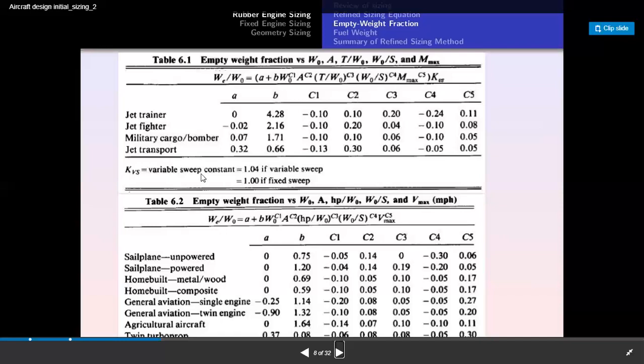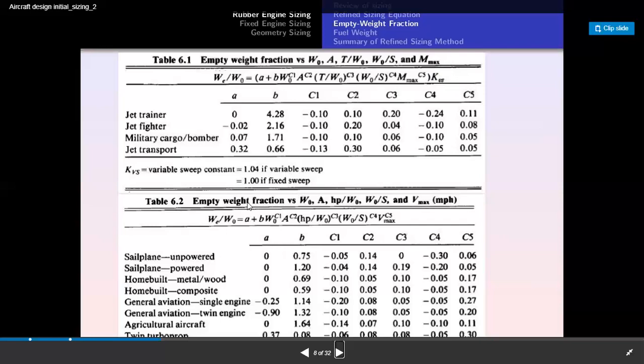Variable sweep constant: whenever the wing has a sweep, it is called variable sweep. At that time the K value will be taken as 1.04. You can see this is called variable sweep. If there is no sweep, then it is taken as 1. So for fixed sweep it is taken as 1, and if it is variable sweep, then it is taken as 1.04.